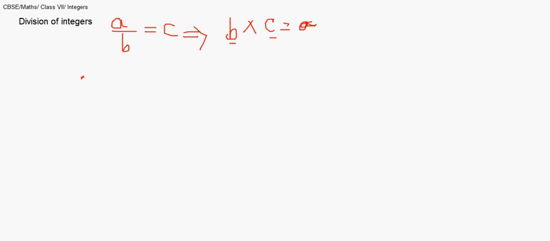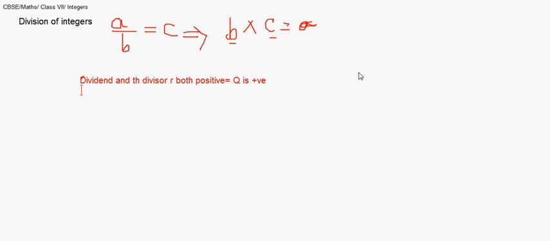If your dividend and the divisor are both positive, then your quotient will also be positive. Quotient is positive. I'll make a table just to help you remember this one.